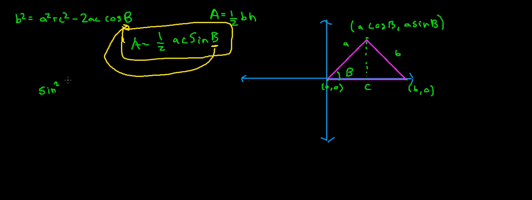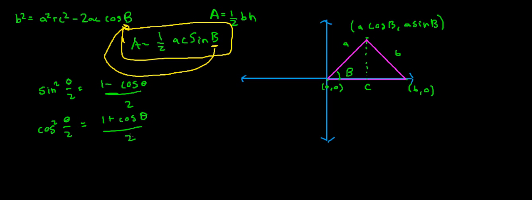So sine squared of theta over 2 is equal to 1 minus cosine theta over 2. Cosine squared theta over 2 is 1 plus cosine theta over 2. I'm going to use both of these. Both sine squared and cosine squared of theta over 2 are going to give me an answer in terms of just cosine. So that will be helpful. And then later on I'll show why I use both.